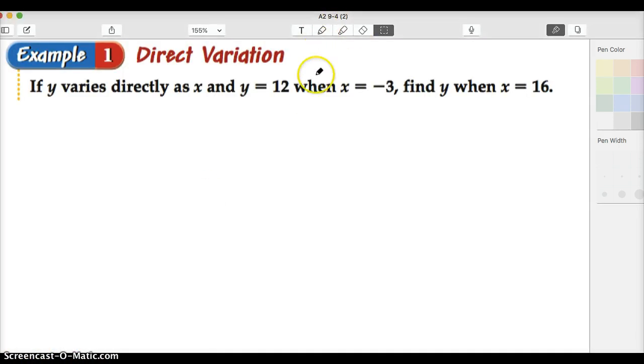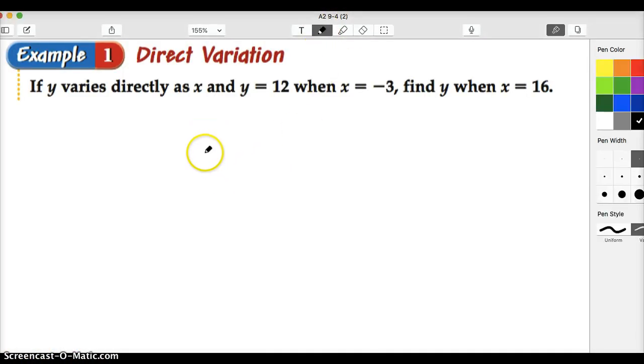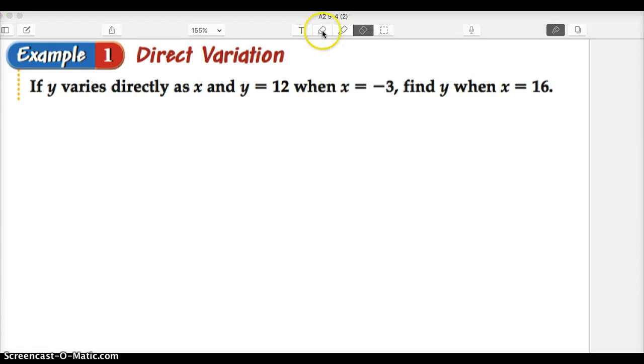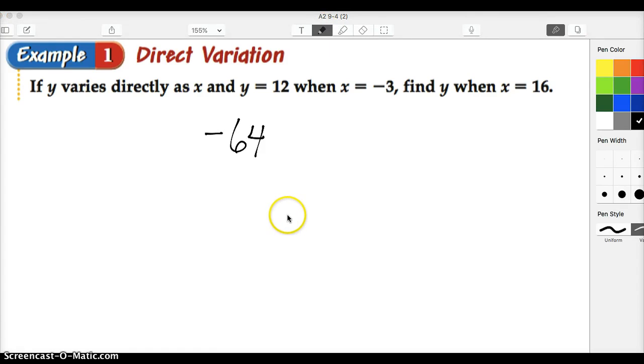I know you guys have been watching these videos for a long time. I would pause it and try and see if I could answer this question. Just pause it. We just did a direct variation problem. Pause it, see if you can answer it. So I get negative 64. If you got negative 64, I think you can skip this. And if you didn't, then let's work the problem out together.